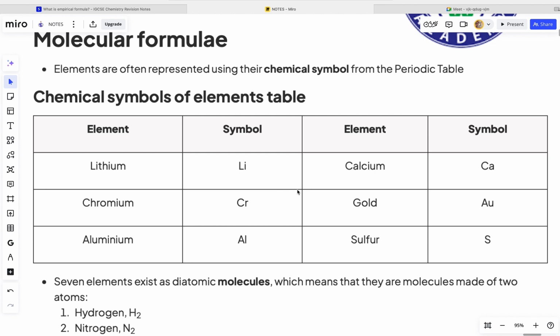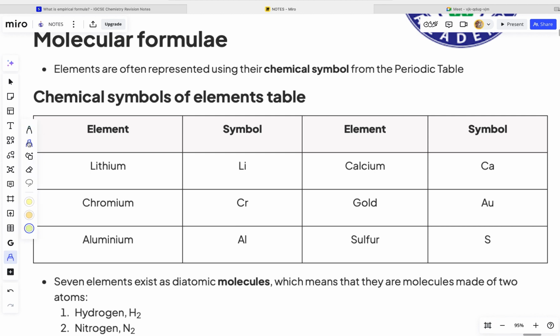So every element in the periodic table has got its own chemical symbol. Is that okay? Every element in the periodic table has its chemical symbol.